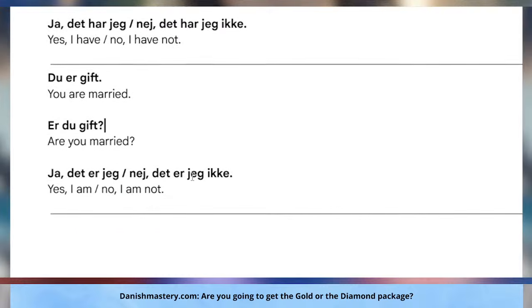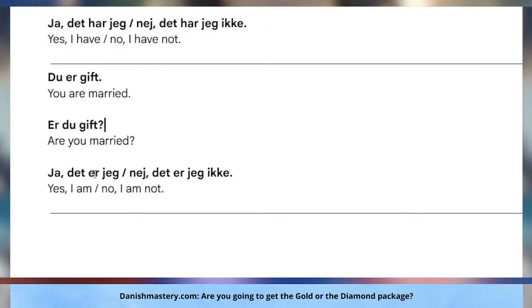Okay. Du er gift. Or, er du gift? Er du gift? You can also put the stress in different places. Er du gift? Er du gift? Ja, det er jeg. Nej, det er jeg ikke. Same.